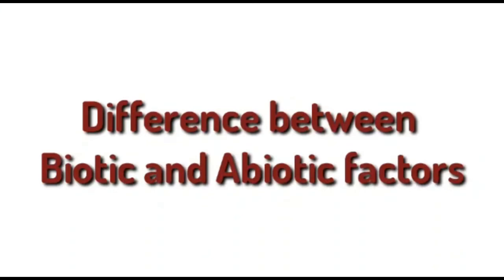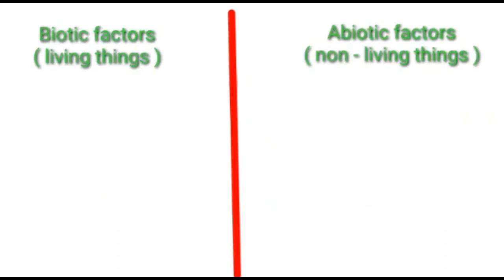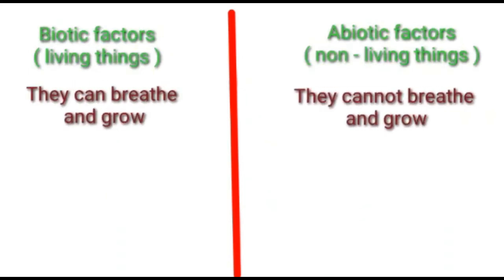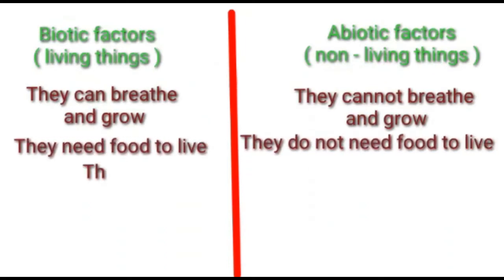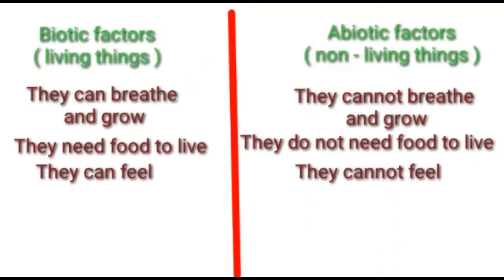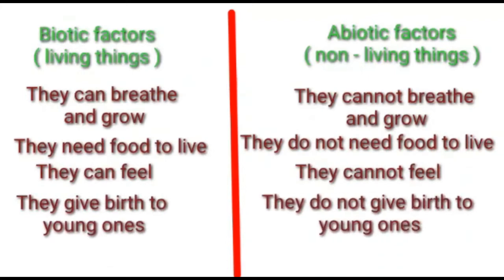Now, let us study about the difference between biotic and abiotic factors. Biotic factors can breathe and grow. Abiotic factors cannot breathe and grow. Biotic factors need food to live. Abiotic factors do not need food to live. They can feel. They cannot feel. They give birth to young ones. They do not give birth to young ones. These are the differences between biotic and abiotic factors.